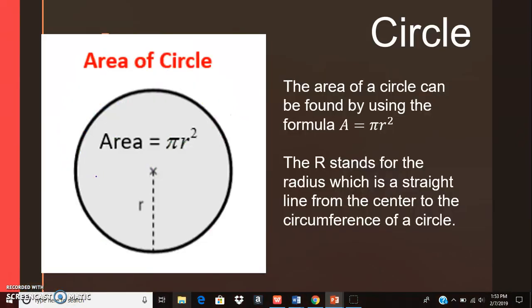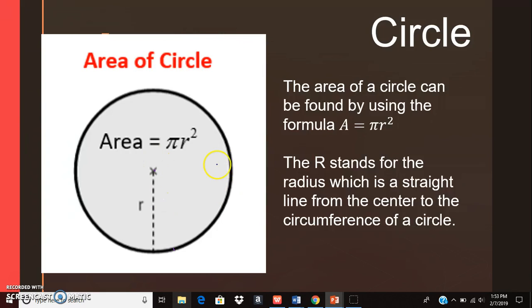Here's how we find an area of a circle. The area of a circle can be found by using the formula area equals pi r squared. The r stands for the radius, which is a straight line from the center of the circle to the circumference. Right here is the center, and this outside line is the circumference.